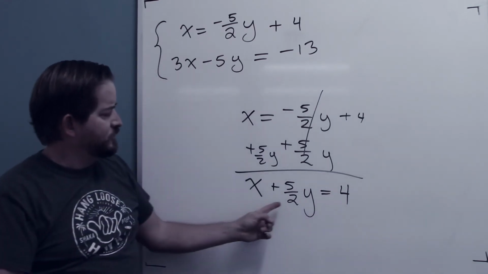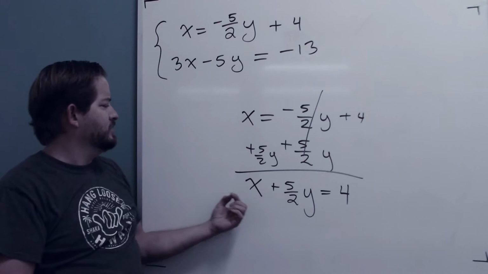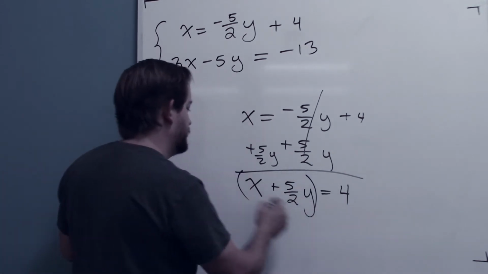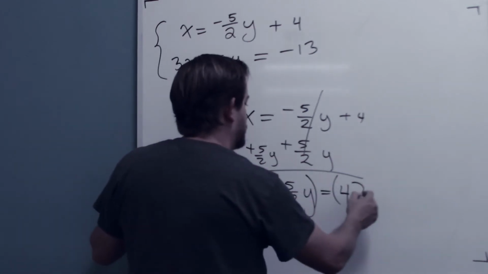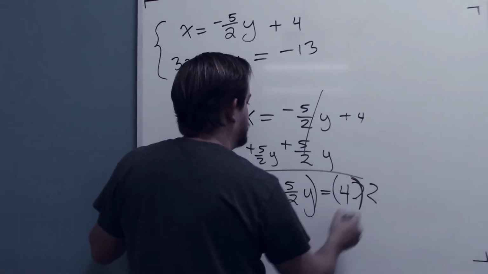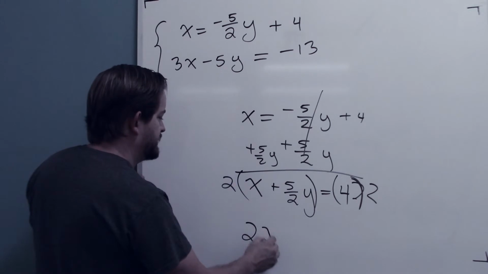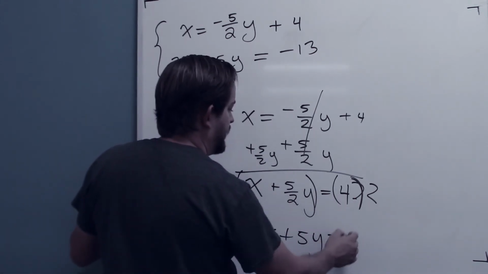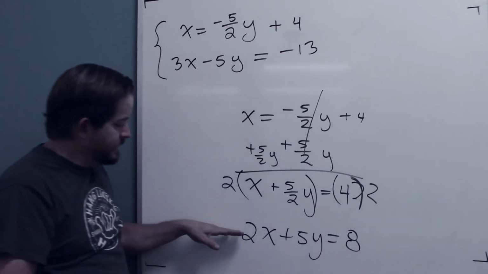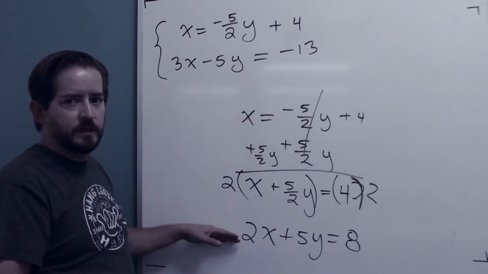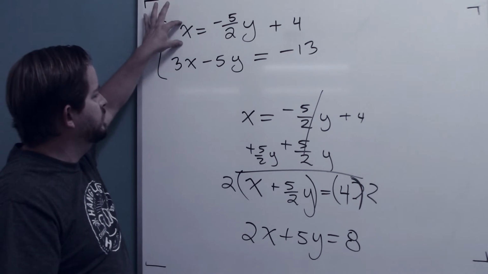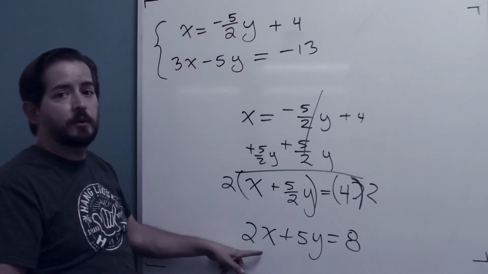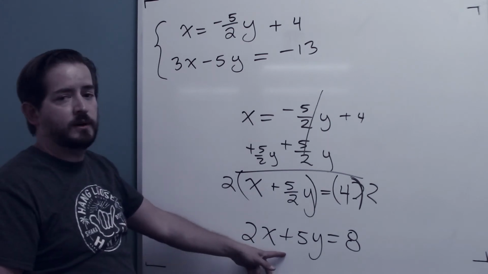And now I've got this fraction I don't really like, so I'm just going to multiply everything by 2 because I can, right? I can come in here and say, hey, multiply everything by 2. And that gives me 2x plus 5y is equal to 8, right? Now this is the exact same equation, it's just written differently. So I'm going to erase that top equation and simply replace it with 2x plus 5y equals 8.